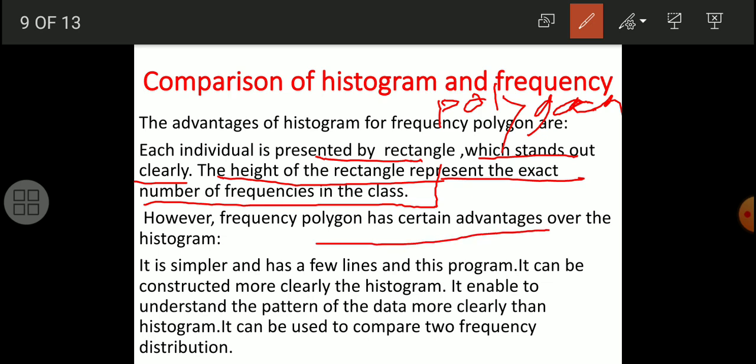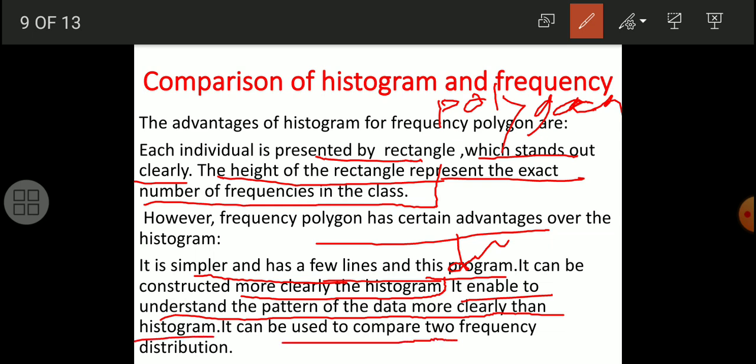First one, it is simpler and has fewer lines, and this diagram can be constructed more clearly than the histogram. It enables us to understand the pattern of data more clearly than the histogram. It can be used to compare two frequency distributions.